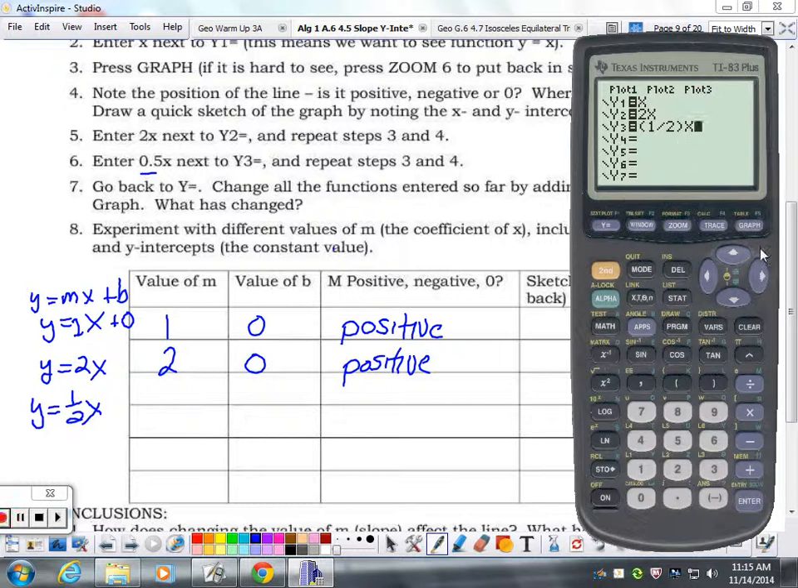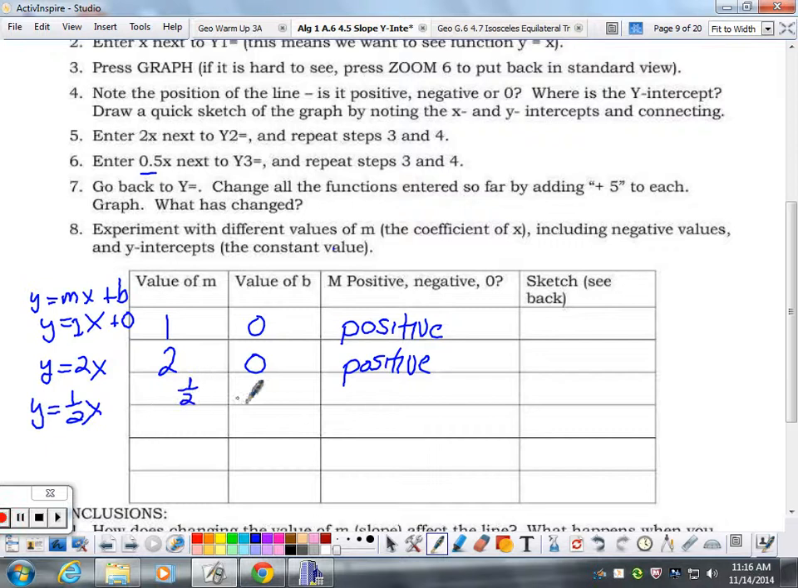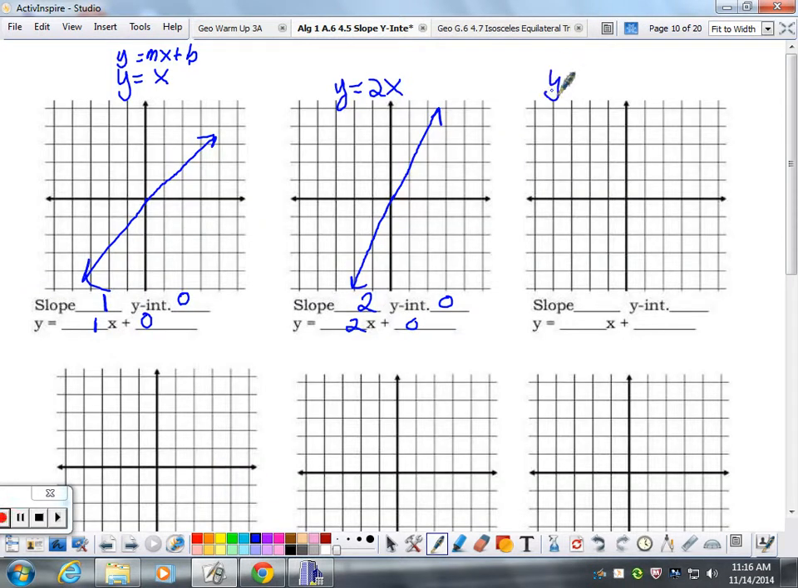All right, now when you graph it, watch what happens. Remember, you're going to see y equals x, y equals 2x, and then your new one. Here it comes, y equals half x. All right, so what's happening with that one? Value of m is half. Big, positive. Now when I graph y equals half x, slope is a half, y-intercept is 0.